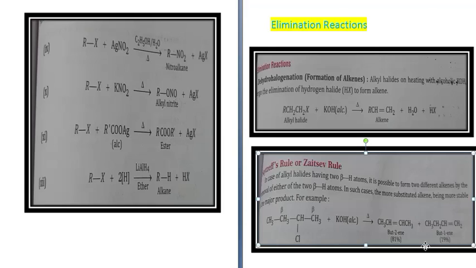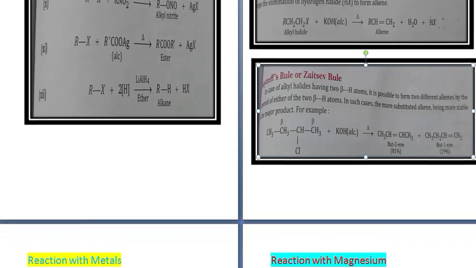For alkyl halides having the same halogen, the order of reactivity is tertiary halides are most reactive, secondary halides are less, and primary is least. So this is the Saytzeff rule, or Zaitsev rule.